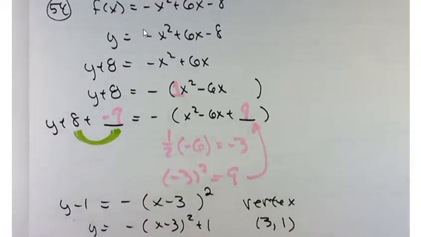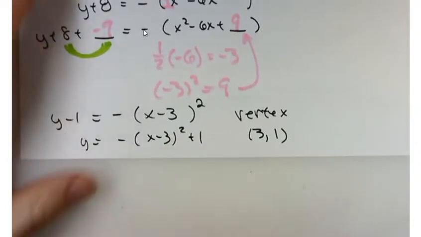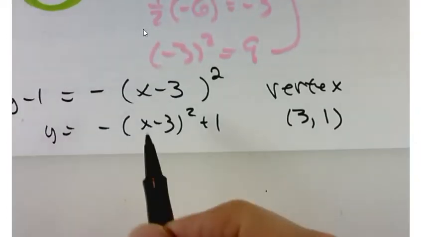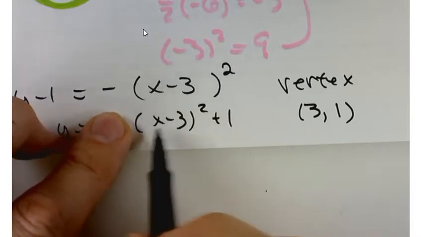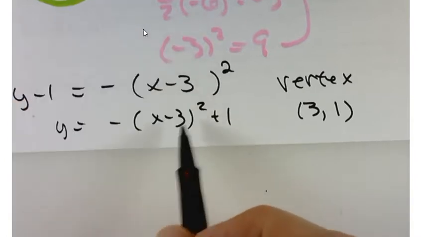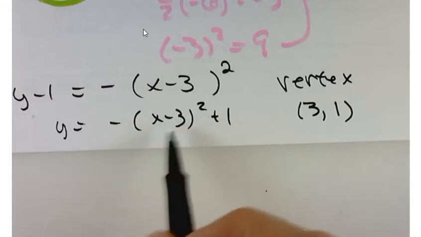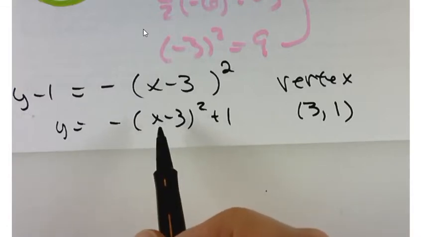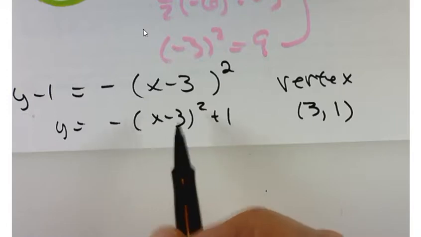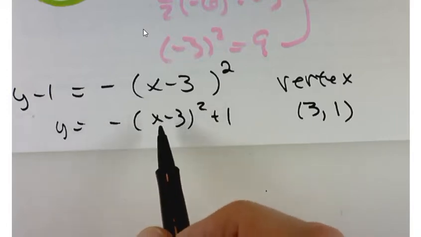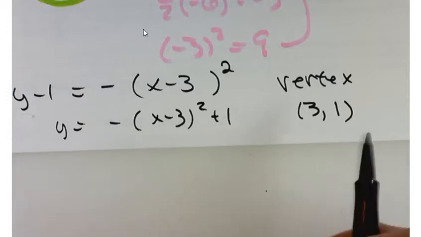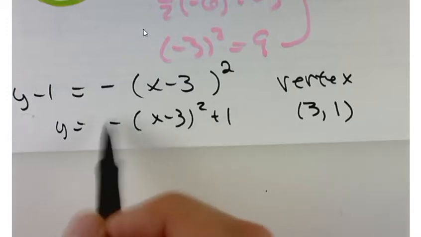Anything else on problem 54 here? Why is the vertex 3? By looking at the squared term, you've got to ask yourself, what makes the squared term equal to 0? 3 minus 3 would be 0. So basically it's always going to be the opposite sign of what this number is. If you have a minus 3 here, it's going to be a plus 3. If it was a plus 3, it'd be a minus 3. And like we noted, this one was going to open down.